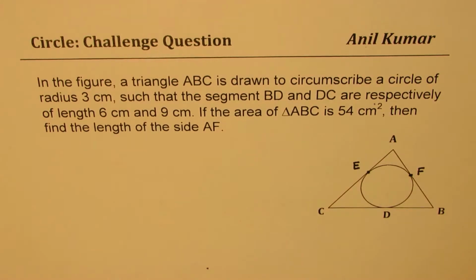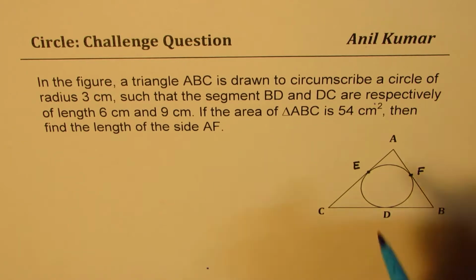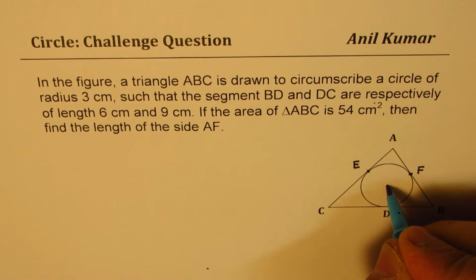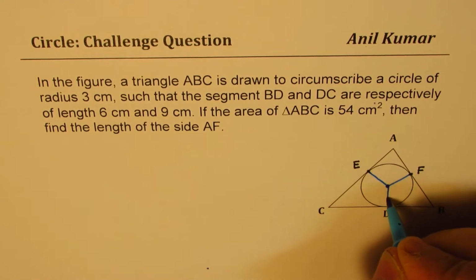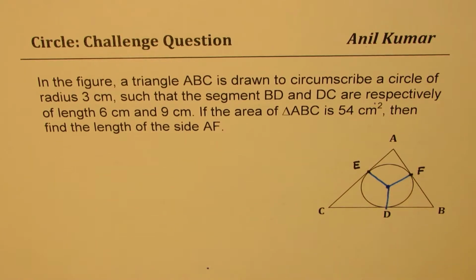I'm Anil Kumar sharing with you a very interesting question based on circles, especially where we have a circle inscribed within a triangle. The question is: in the figure, a triangle ABC is drawn to circumscribe a circle of radius 3. If we take this as our center, then the radius is given to us as 3 centimeters.